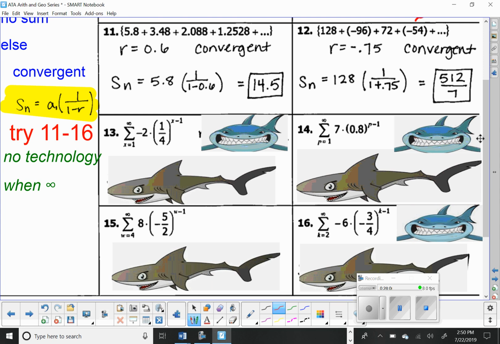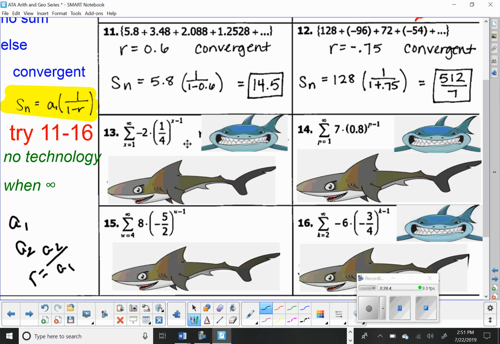Now, 13 and 14 get a little funny. For 13 and 14, when you have the summation, you can't use technology. So what you have to do is find a sub 1, and then find a sub 2. Then you find r by doing a sub 2 divided by a sub 1. Decide if it's convergent or divergent. If it's divergent, then there's just no sum. Otherwise, you use a1 and r to find the sum.